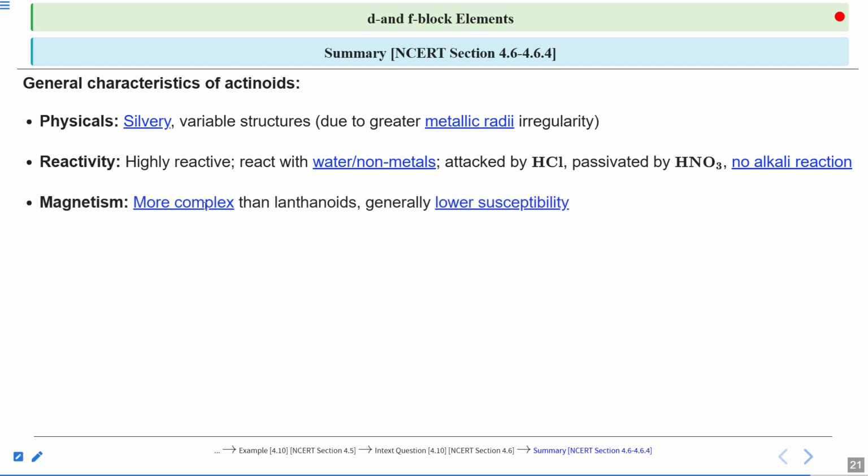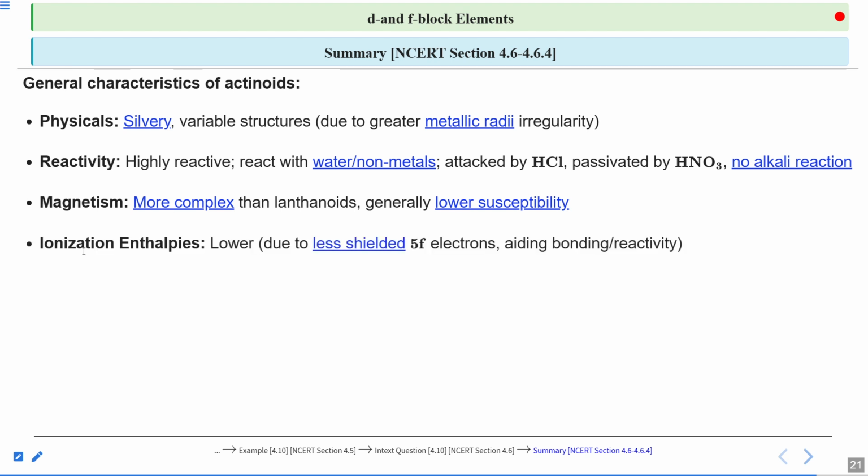Magnetism is more complex than in lanthanoids and they generally have lower susceptibility. In the magnetic property, the actinoids are more complex than the lanthanoids, and they have generally lower susceptibility. That means a lower tendency to make the material magnetized in an applied magnetic field. Then ionization enthalpy: they show lower ionization enthalpy due to the less shielded 5f electrons, which aids their bonding or reactivity.